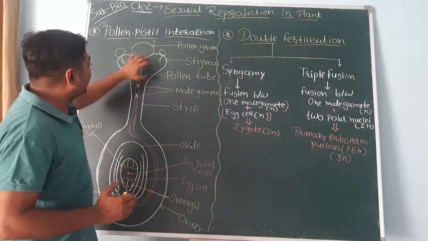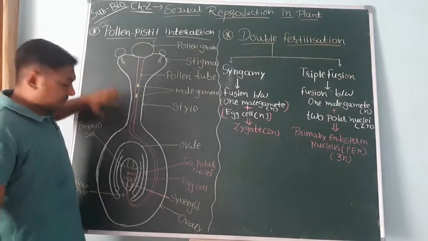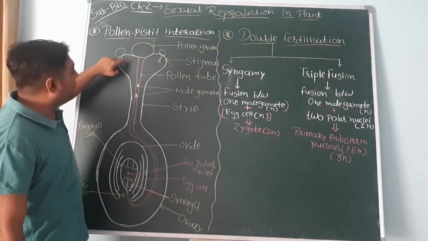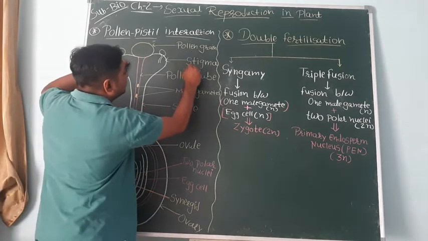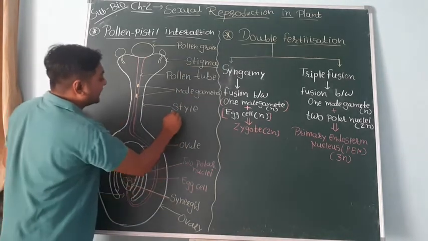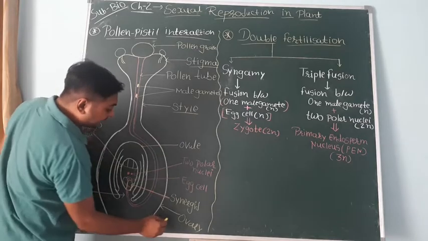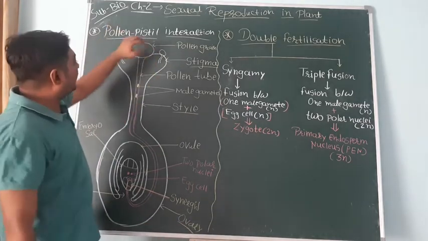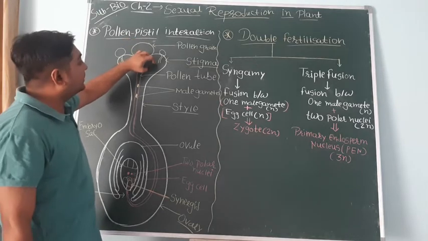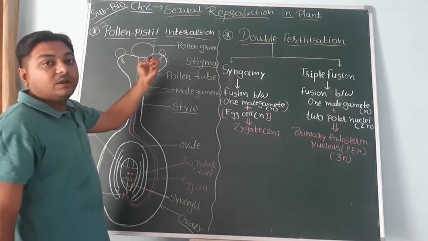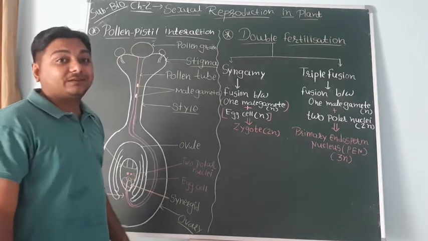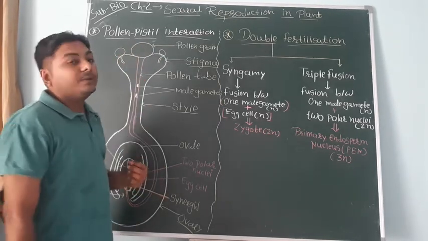This is the diagram of a pistil, and the pistil has several parts. You know the stigma, this tube-like structure is the style, and this swollen part is the ovary. After pollination, the pollen grain lands on a stigma, which has a sticky surface that traps the pollen grain. This stigma of the pistil has the specific ability to recognize a compatible pollen grain.